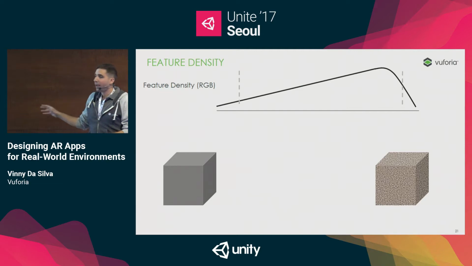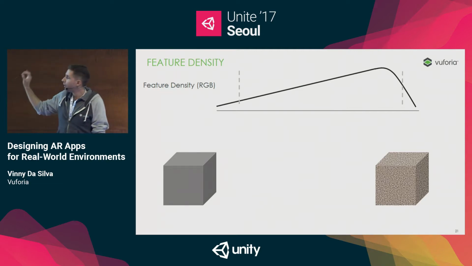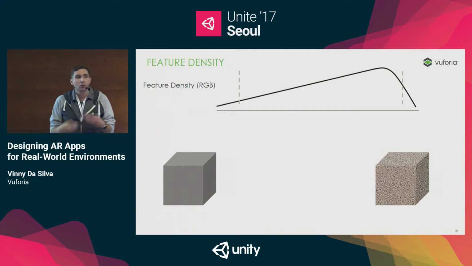On the right side here, we have an object that has so many features, so much detail, that it becomes noise. We have the same issue here. When you have so many features, it's so much processing that it essentially becomes invisible to us. It's hard for us to track, hard for us to figure out which way is up, or its orientation and its rotation.